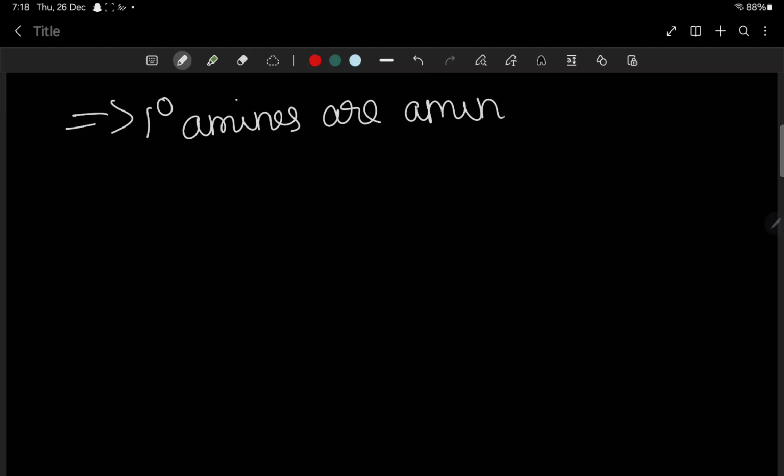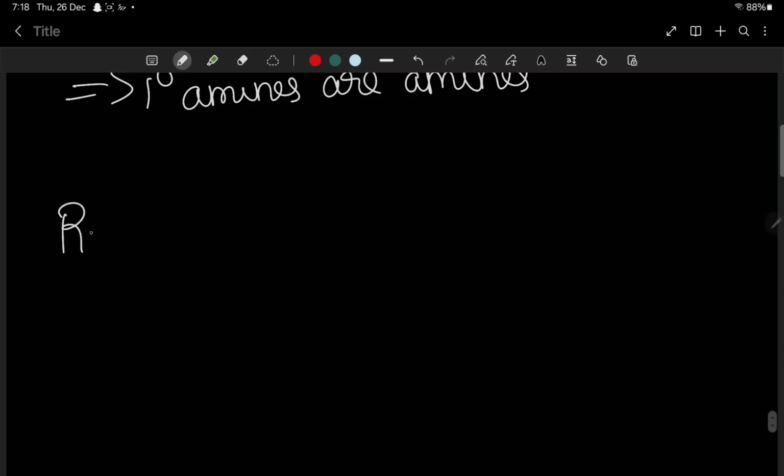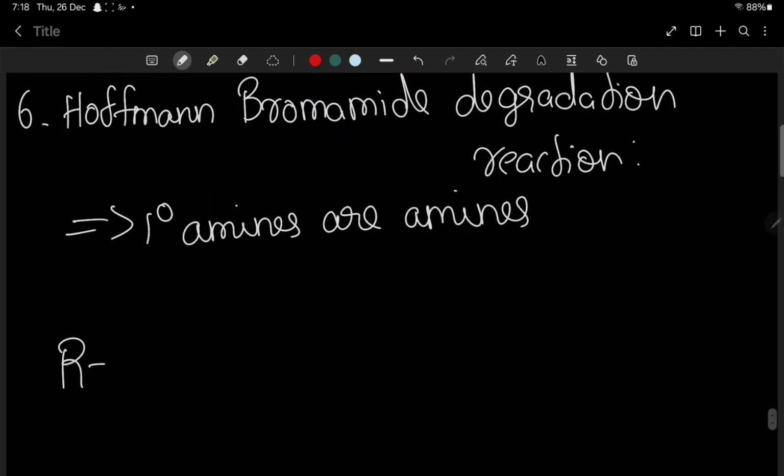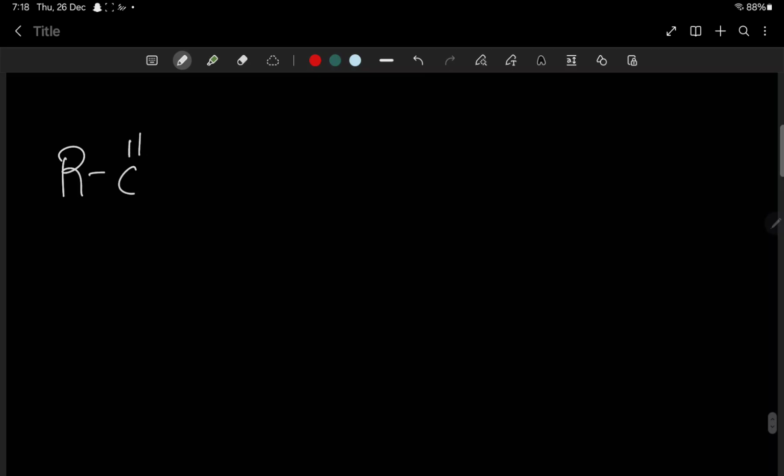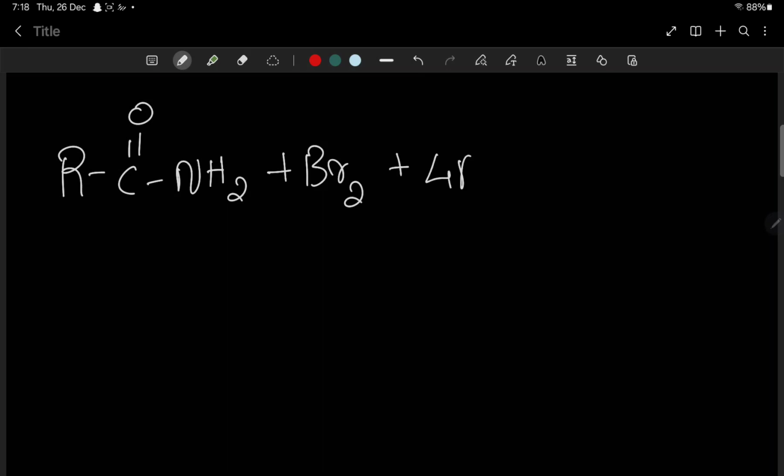Hofmann developed a method for preparation of primary amines. Very important: primary amines are prepared, not secondary, not tertiary. And here aromatic amines can be prepared, no problem. So what's the reaction? First we take an amide, Hofmann's bromamide: RC double bond O NH2. Into this amide we add bromine and NaOH.